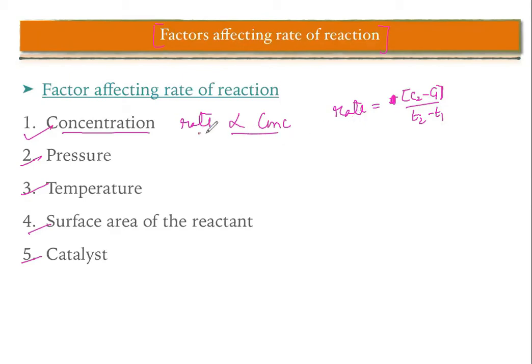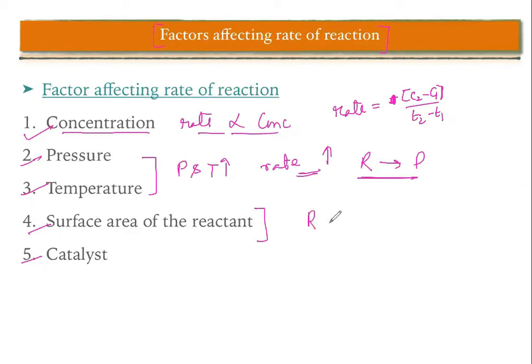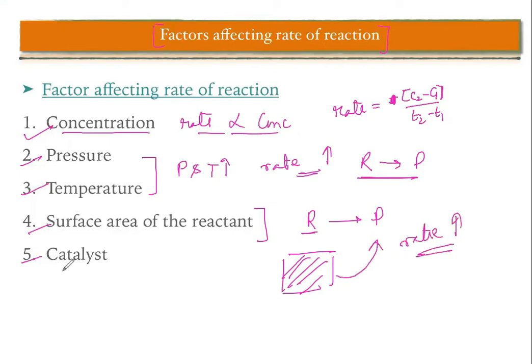So faster will be the rate. Pressure and temperature: as we increase pressure and temperature, the rate is going to increase, because more and more molecules are going to collide, and that is going to rapidly give the product. Surface area of the reactant: when the reactant is converted to the product, if the reactant gets a larger surface, the probability of converting that reactant into product will be higher. Hence, the rate will increase.